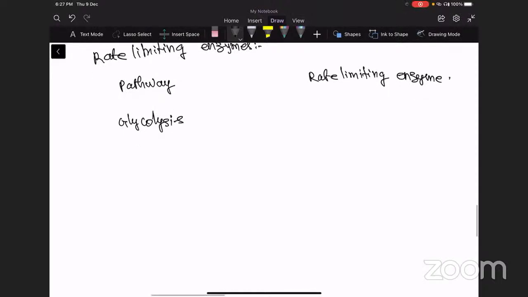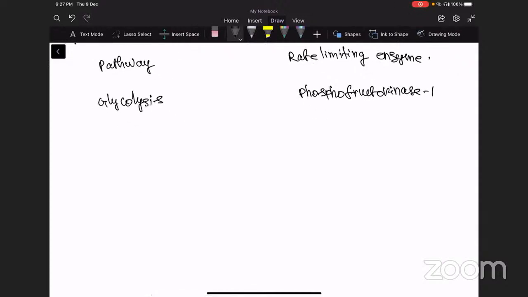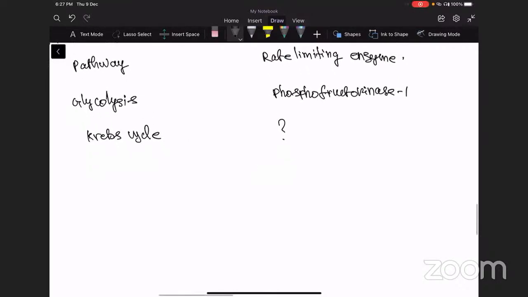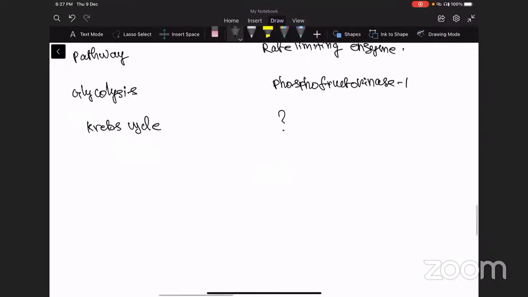Glycolysis, the rate limiting enzyme is phosphofructokinase 1, PFK1. Krebs cycle. Please tell me in the chat box, what is the rate limiting step of Krebs cycle?